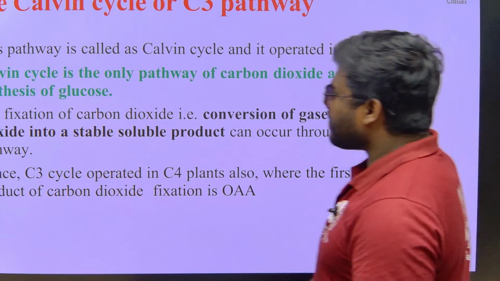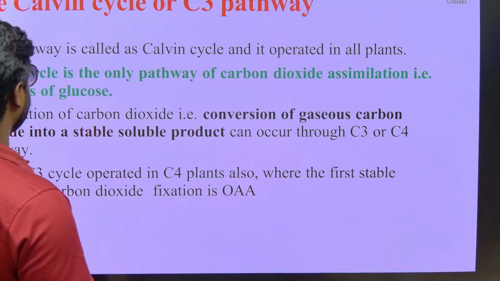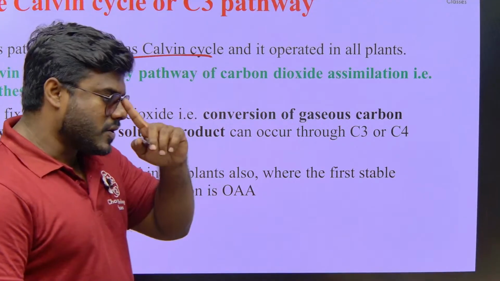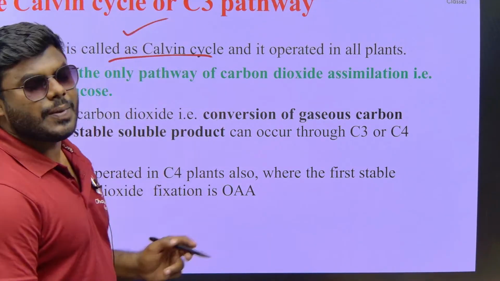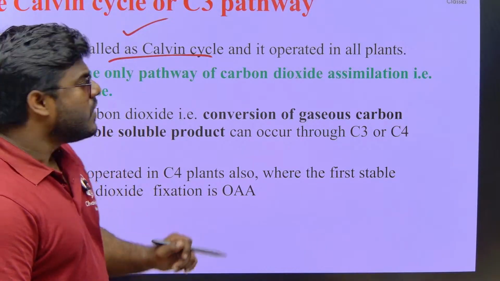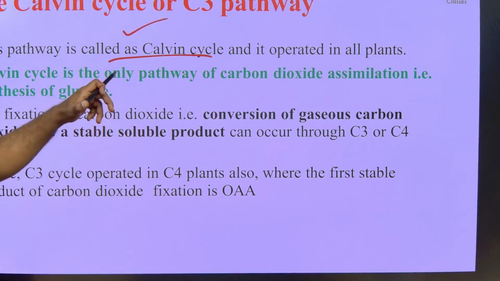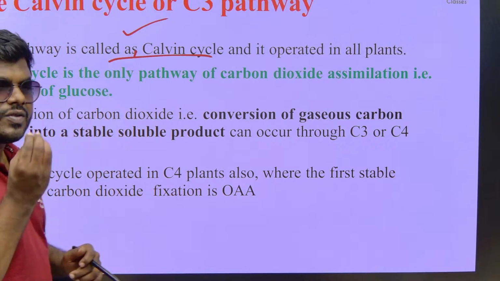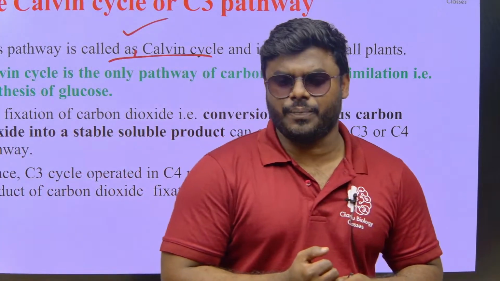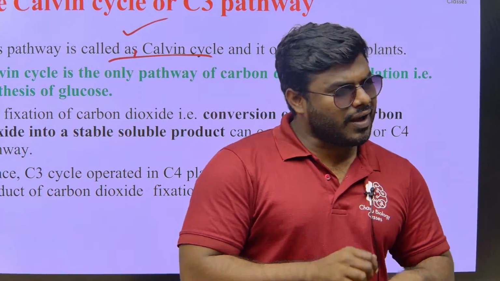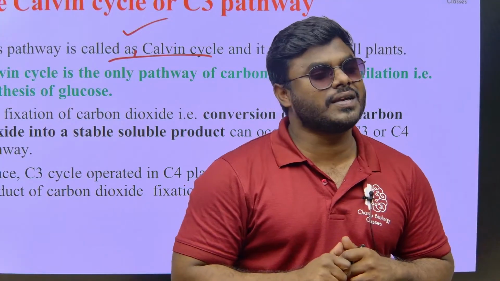So tell me, this pathway is also called the Calvin cycle because it was studied by Melvin Calvin and his colleagues. For his extensive experiments they awarded the Nobel Prize. Now there is a simple question asked in the exam. Calvin cycle occurs in every plant on this planet Earth.